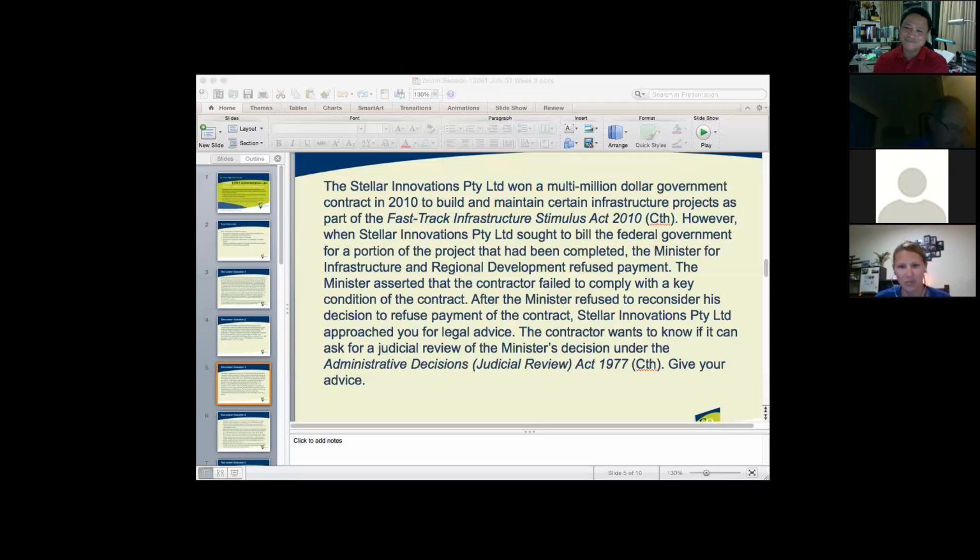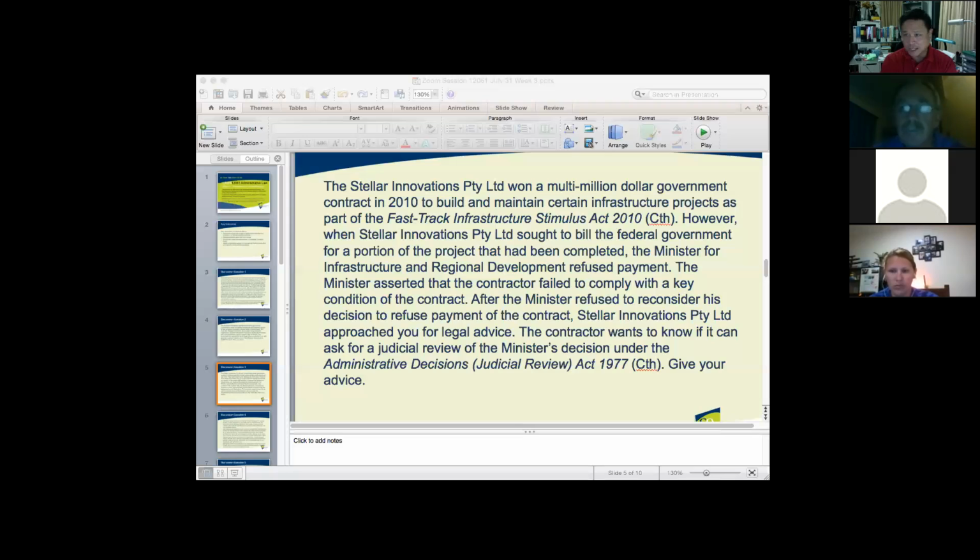No, it wasn't made under an enactment. It was made under general law, which was contract law. That's right. Thank you, Janet. That's the correct answer. Obviously, the decision here was not based on the Fast Track Infrastructure Stimulus Act. It was based on the general law of contract. So if it's based on the general law of contract, it cannot be subject of judicial review under the Administrative Decisions Judicial Review Act of 1977.